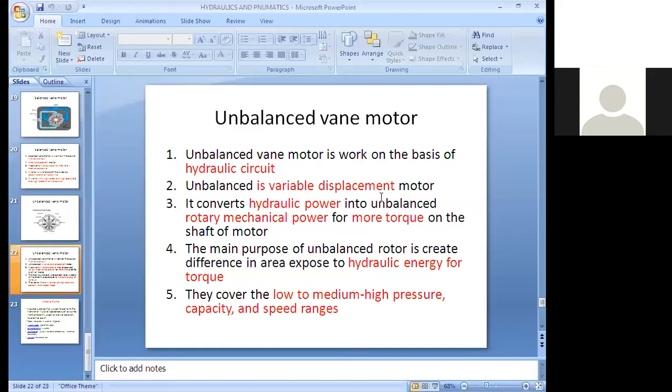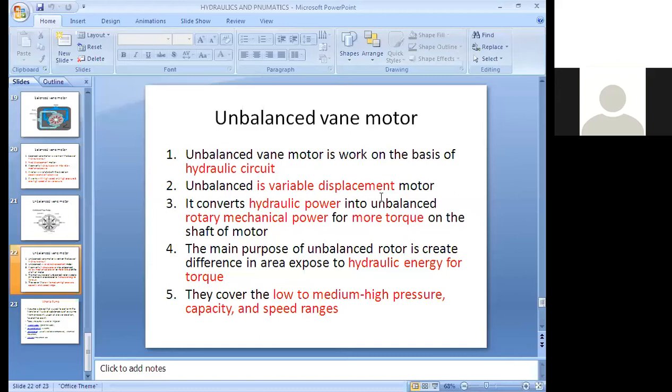So this is variable. Whatever the displacement gap is between the cylinder block and the rotor block, that is not fixed, but in the balanced motor it is fixed. That's what we call a fixed displacement. And here the main difference is the variable displacement motor. I hope you understand this point also. Shall I go to the next point?